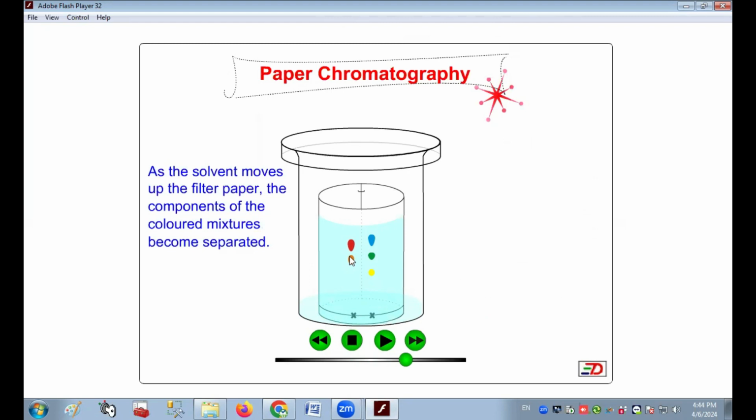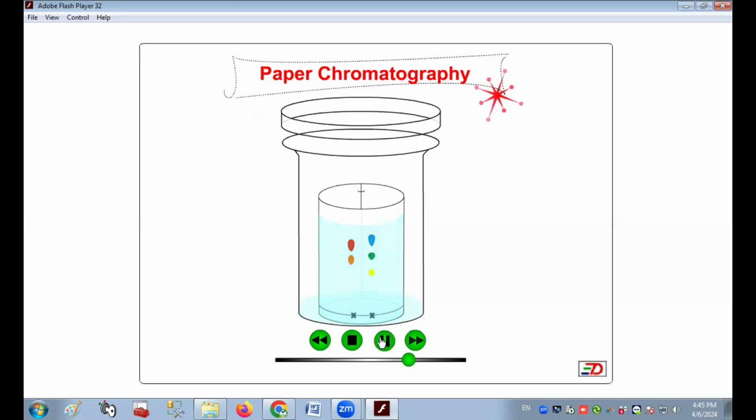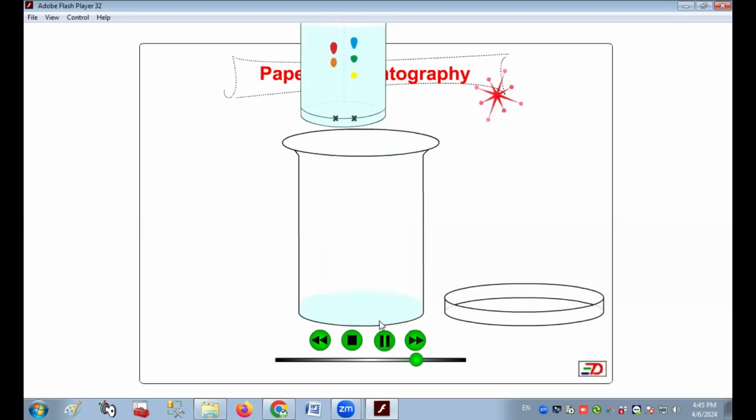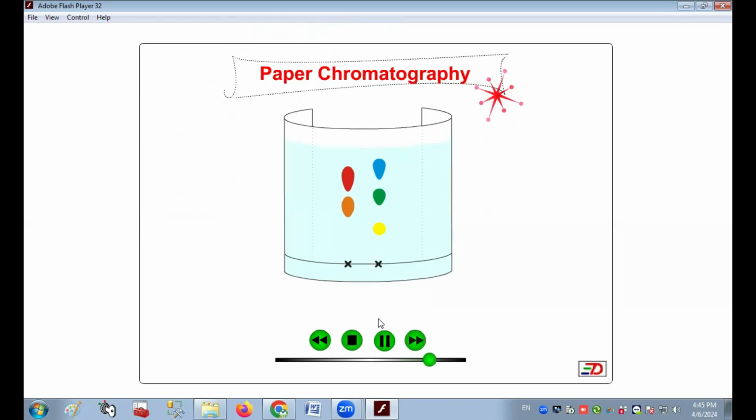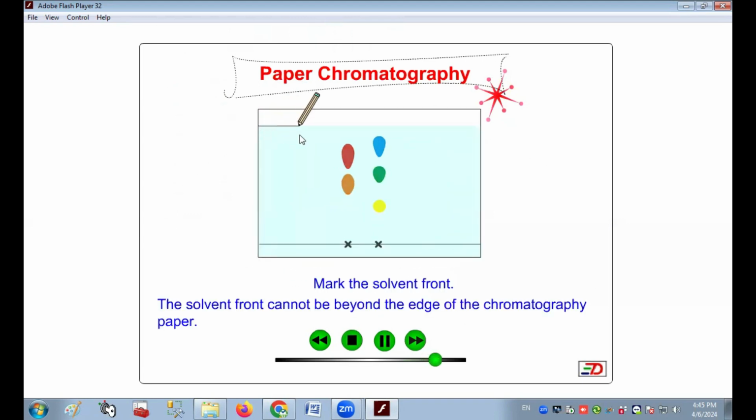For example, the first one comprises two dyes, orange and red, so we can see two different spots there. The second one is also not pure. It comprises three components, in which one is yellow, one is green, and one is blue. Then you need to take out that paper. Now draw a line in pencil immediately where the liquid stops traveling.